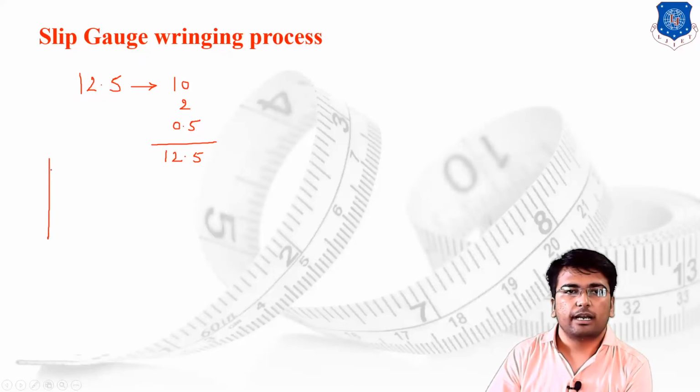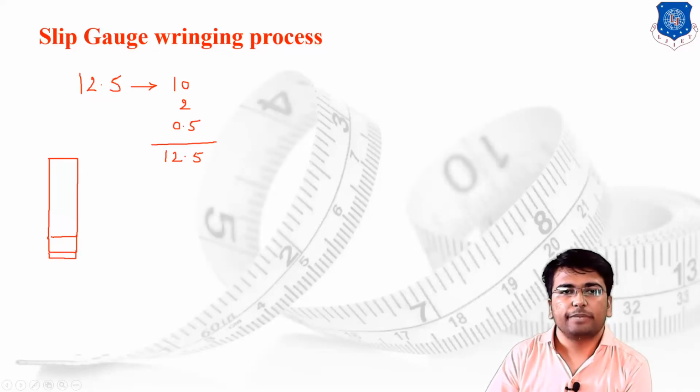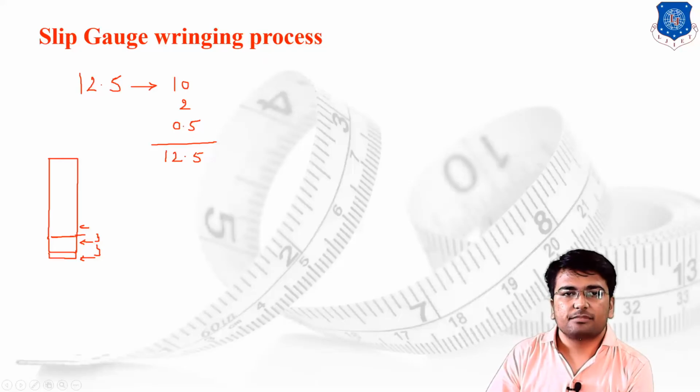I will place a slip gauge of 10 centimeter, then below it a slip gauge of 2 centimeter, and below it the slip gauge of 0.5 centimeter. But we have to make sure that the fitting between these slip gauges, or whatever stack has been generated between them, must be proper. If there is some chance of air, dust or any kind of dirt, then this is not going to be exactly 12.5.